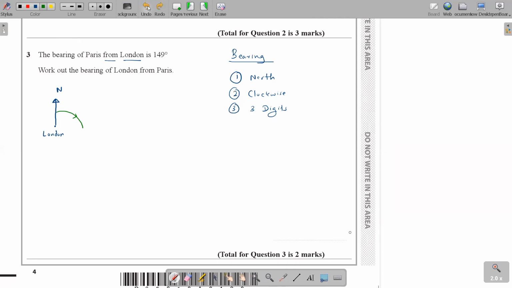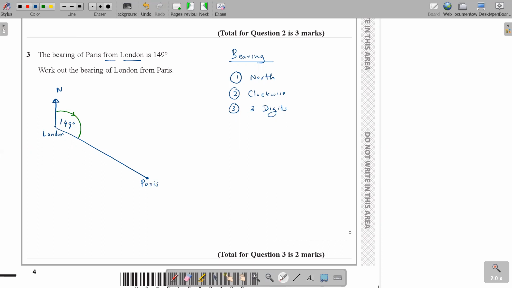It does not need to be accurate. And then 149 degrees, and you draw the line. So this is 149 degrees measured in the clockwise direction. Then when you go along this line, somewhere along this line, you meet the city Paris.